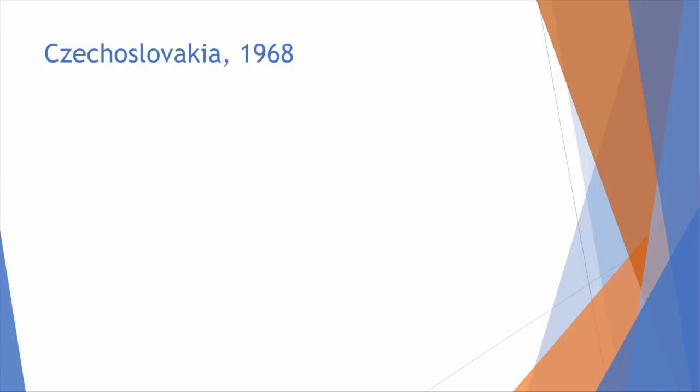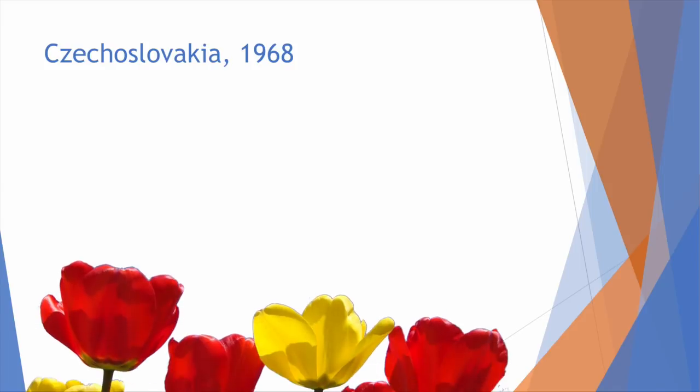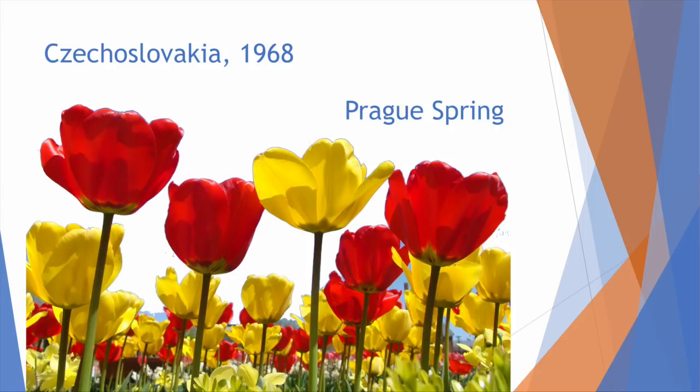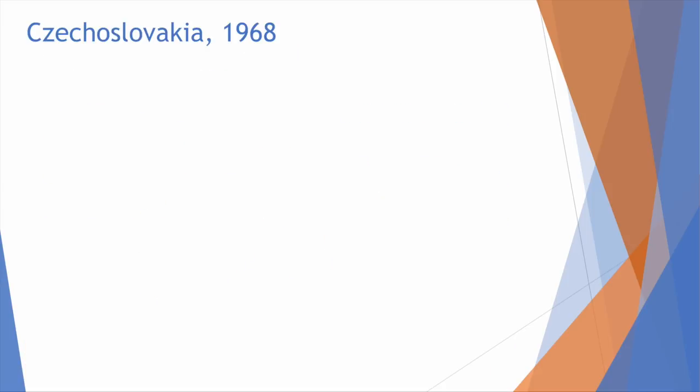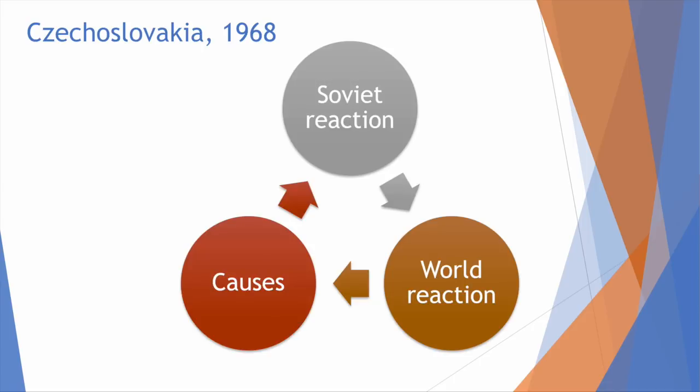This time period is often referred to as the Prague Spring. The Prague Spring was a series of reforms that were taking place in the country of Czechoslovakia, in which people were beginning to see more freedoms take place. Once again, let's take a look at it through our rubric of what were the causes, what was the Soviet reaction, and what was the world reaction.